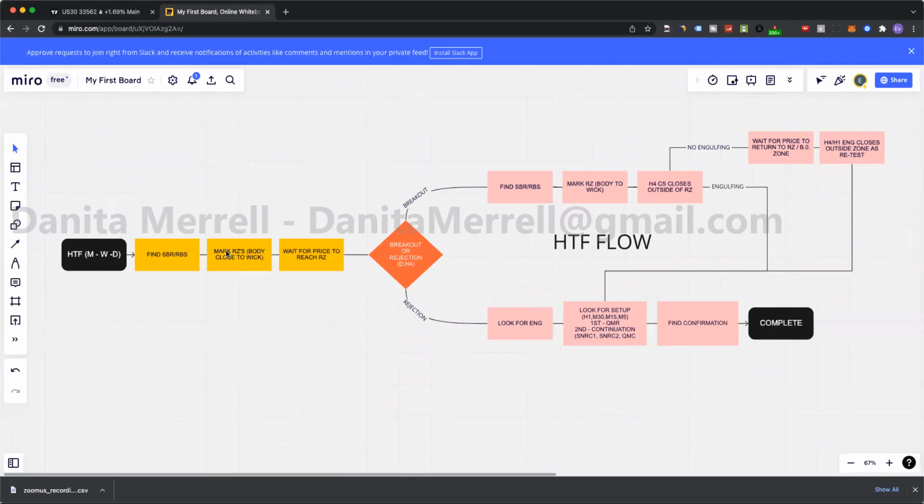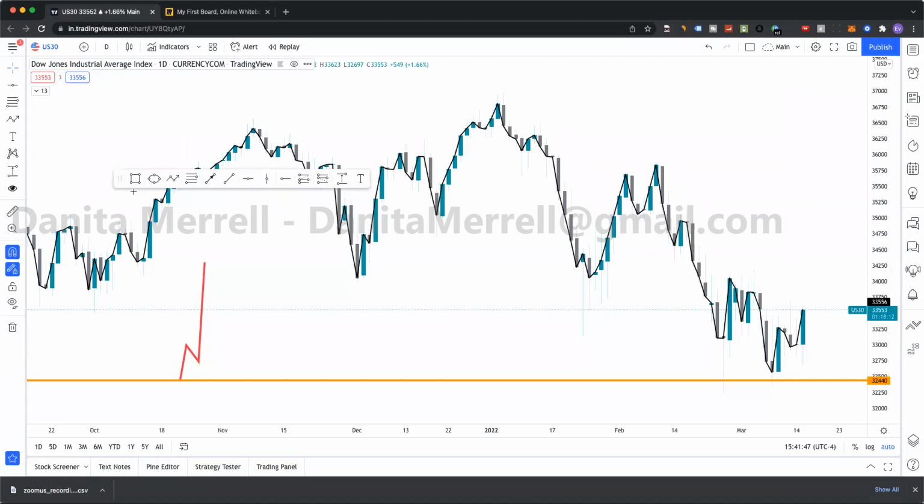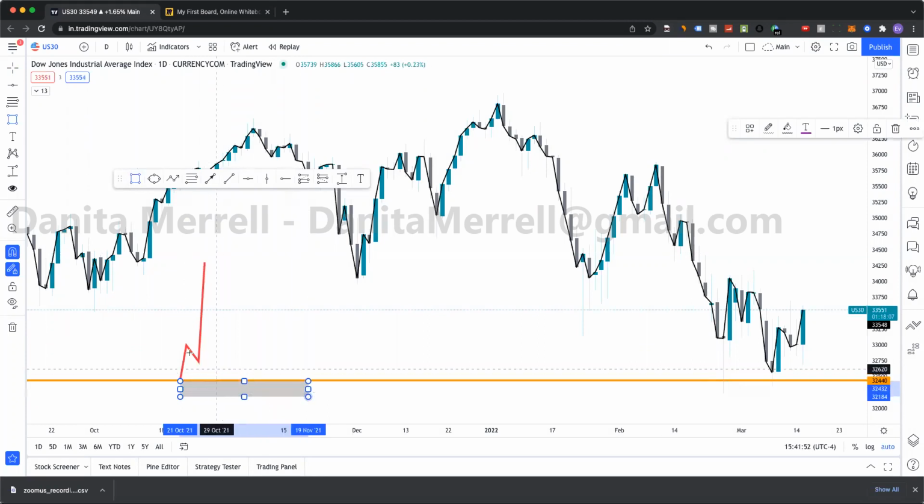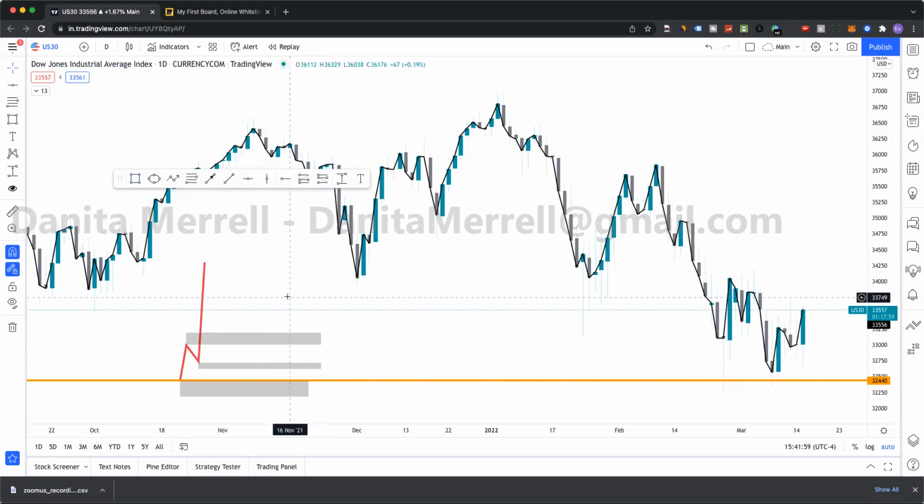After we find that, we look at the rejection zones, which is the body close to the wick. So for example, here we would have a wick below our support, and then we'd have our wick above this and our wick below this. These are the zones you're going to be highlighting. So you have a zone here, you have a zone here, and then you have a break and retest zone. So these are your rejection zones, rejection, rejection, and then this is your support, your resistance becomes support zone.